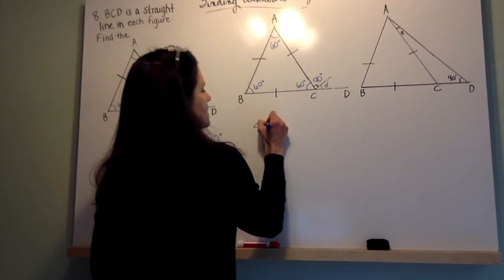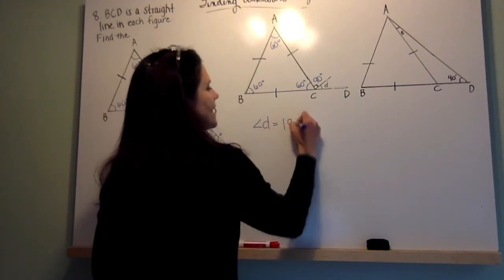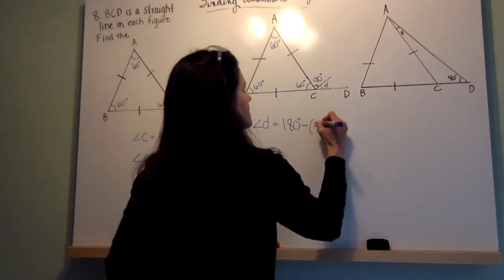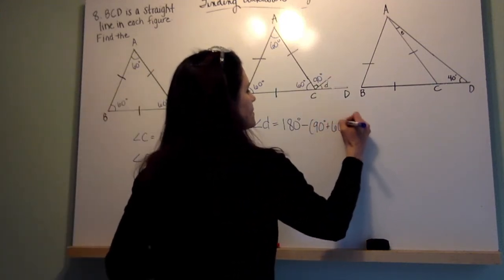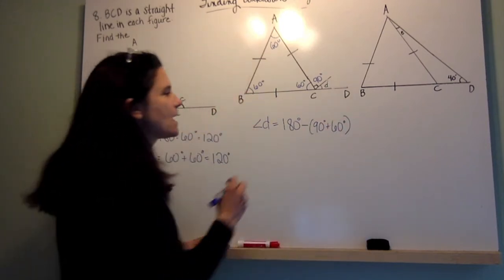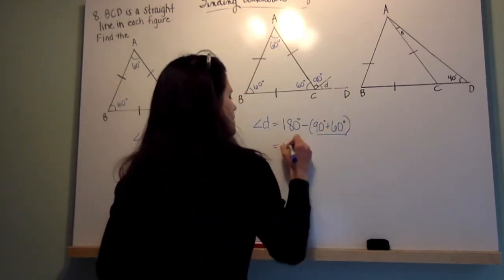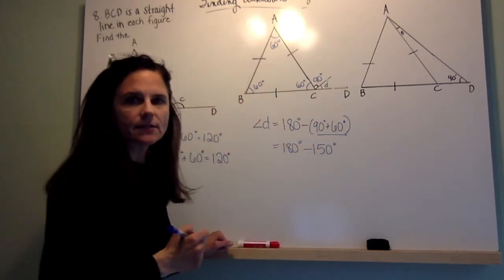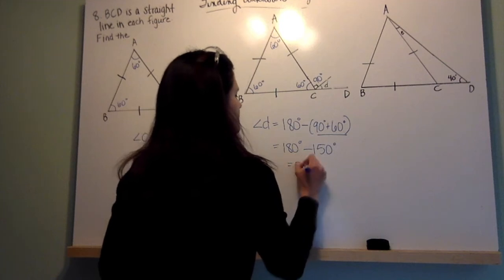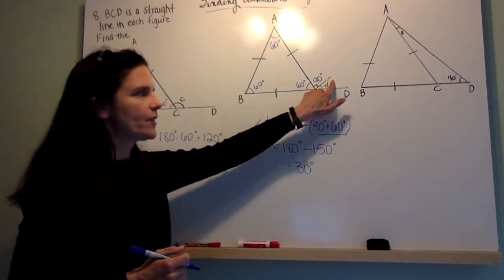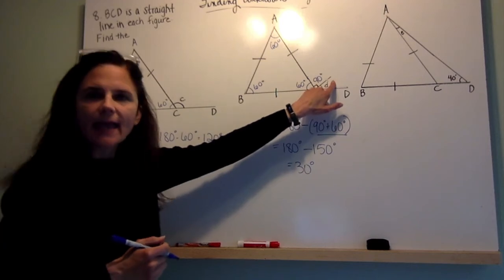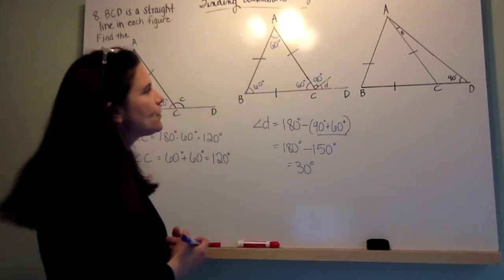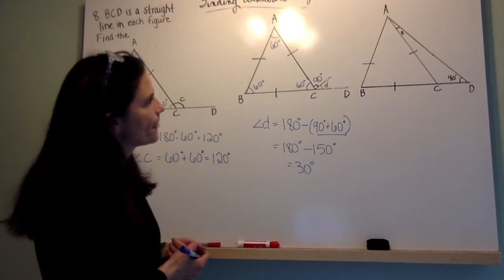So angle D is going to be equal to 180 degrees minus the sum of the other two angles, which would be 90 degrees plus 60 degrees, doesn't matter what order. I'm going to go ahead and continue order of operations. That's 180 degrees minus 150 degrees, which gives me 30 degrees for this unknown angle. And I'm going to double check, is that a reasonable answer? Yes, it is. That's clearly an acute angle. That's a reasonable answer. All right.